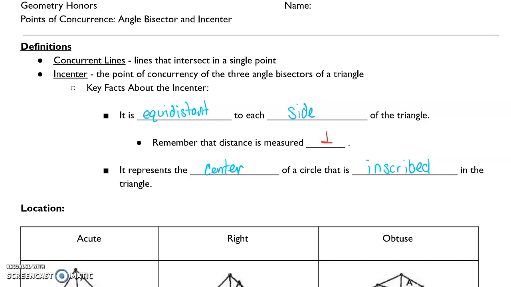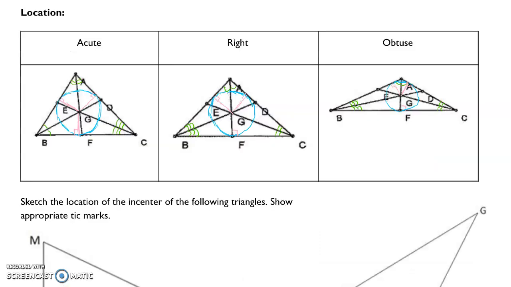Therefore, it represents the center of the circle that is inscribed in the triangle. And we will get a chance to take a look at what that means. As you can see in our acute, right, and obtuse triangles, there's a lot of things that are happening. First of all, the incenter is inside these triangles. It's in the interior section.